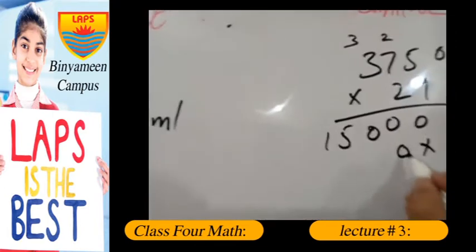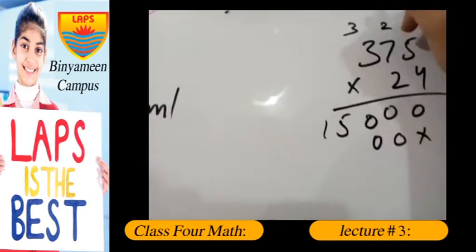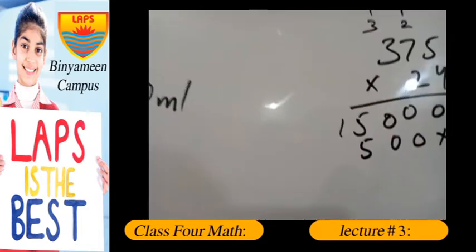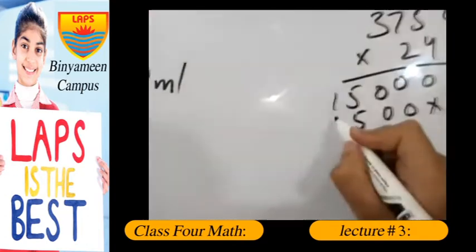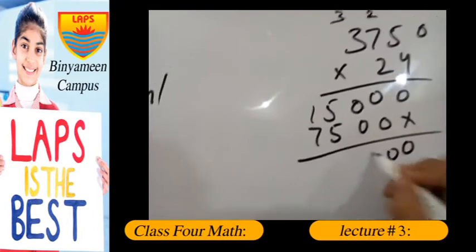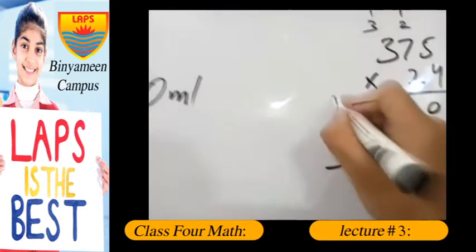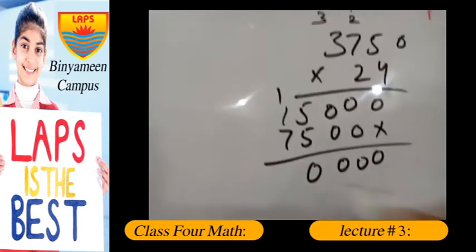So 2 zeros are 0, 2 5s are 10, 1 will be carried here, 2 7s are 14 and 1 makes 15, 1 will be carried here, 2 3s are 6 and 1 is 7. So 0, 0, 0, 5 and 5 makes 10. 0 here and 1 carry, 7 and 1 is 8 and 1 makes 9.